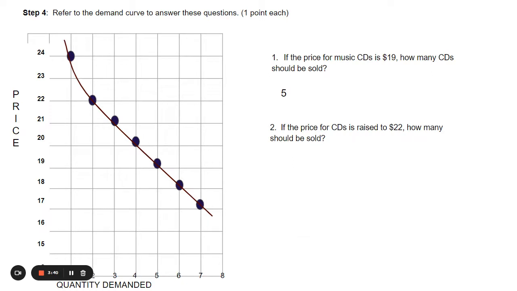If the price for CDs is raised to $22, how many should be sold? At that point, it shows that 2 should be sold. And our last one is at $17. If the price drops to $17, how many should be sold? We should have 7 sold.